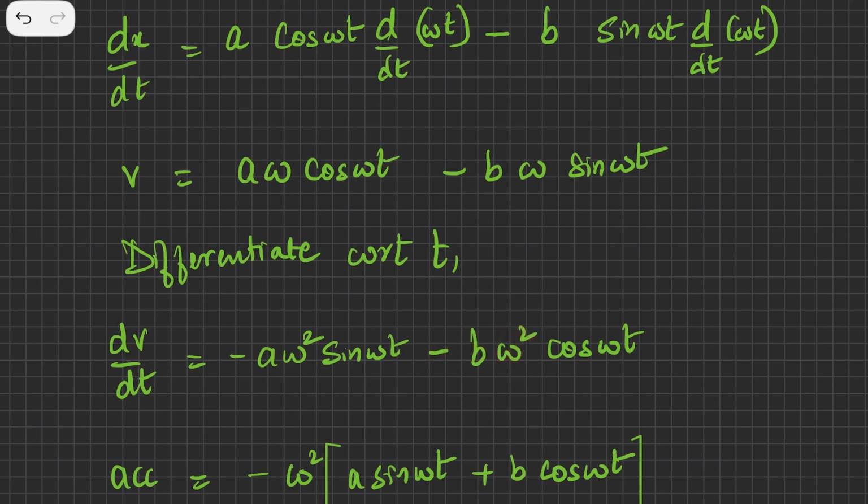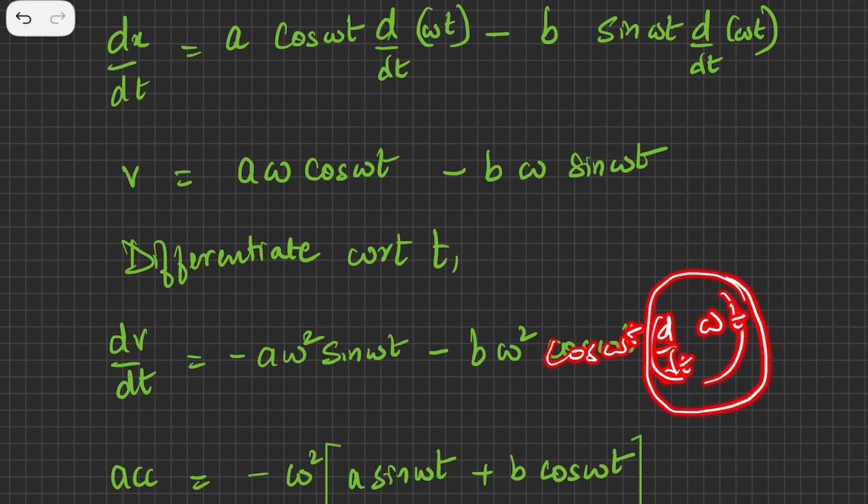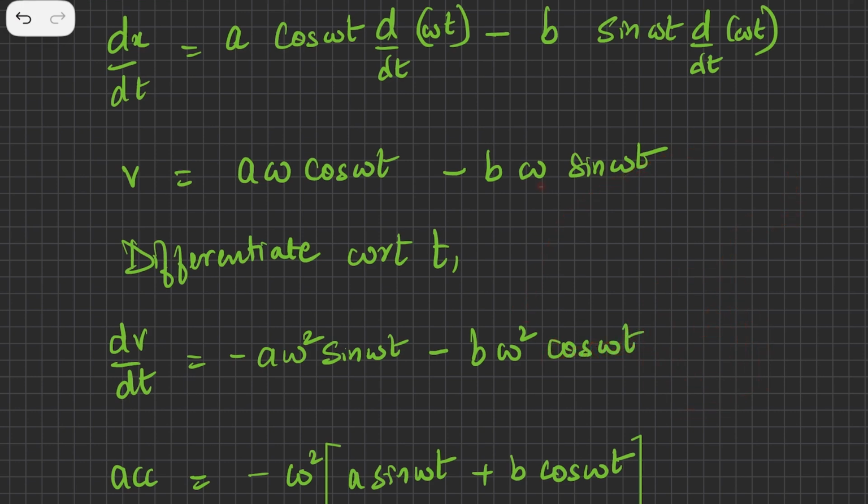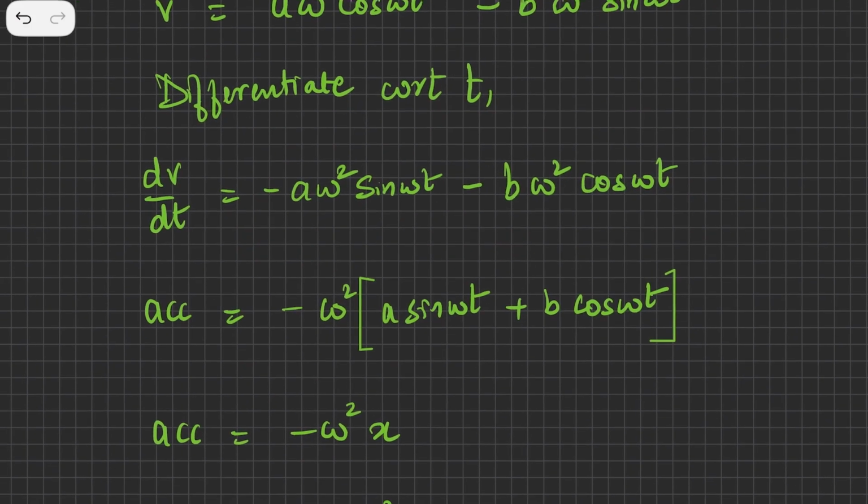How does omega square come? Derivative of sine is cos, so that is cos omega t, and there is a chain rule over here, so d by dt of omega t. Now the derivative of omega t will give me omega, and that omega I will write further ahead, and that omega and the previous omega will give me omega square. So this is the way how we differentiate it with time again.